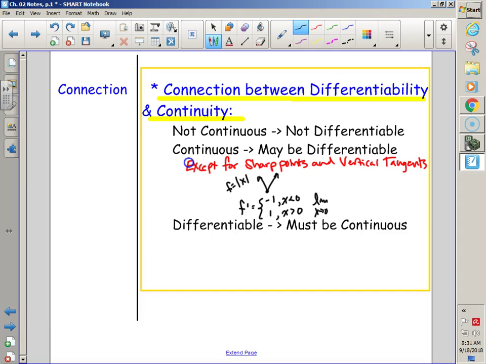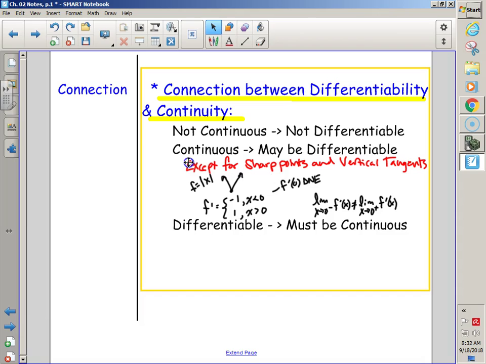Since the limit as x approaches 0 from below of f prime of x does not equal the limit as x approaches 0 from above of f prime of x, I would say f prime of 0 does not exist. Vertical tangents is a whole other beast. Not super bad, though. So what's going on for sharp points?